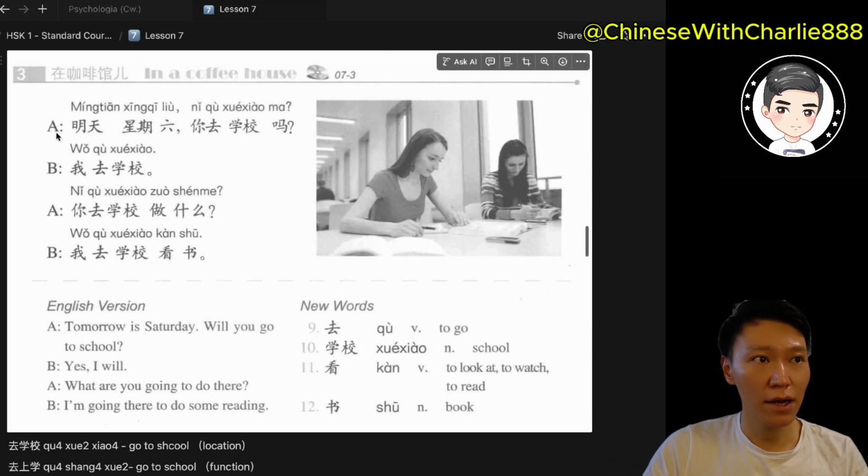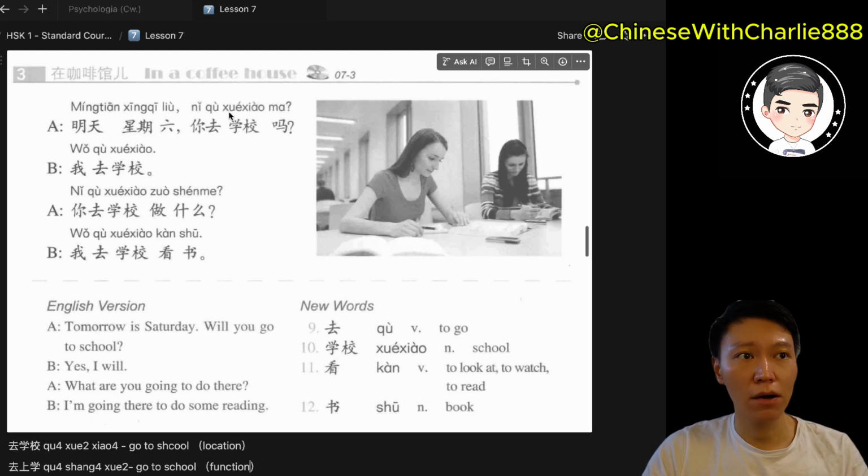So here A asks 明天星期六你去学校吗? Are you going to school? Tomorrow it's Saturday. So I'm only asking about the location, right? Because I know tomorrow it's a day off. You don't have to go to school to study, right? So B says 我去学校. Yes, I'm going to school.